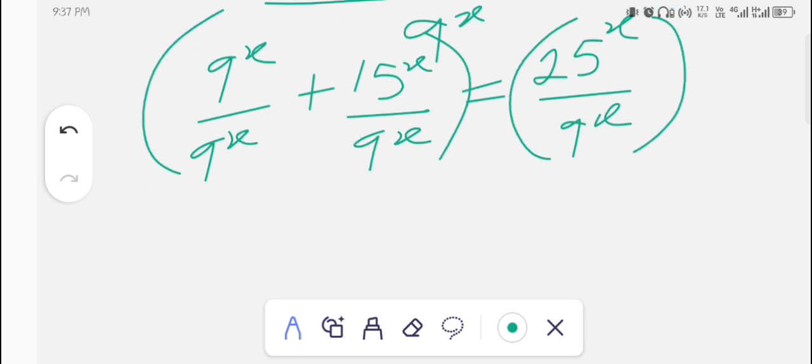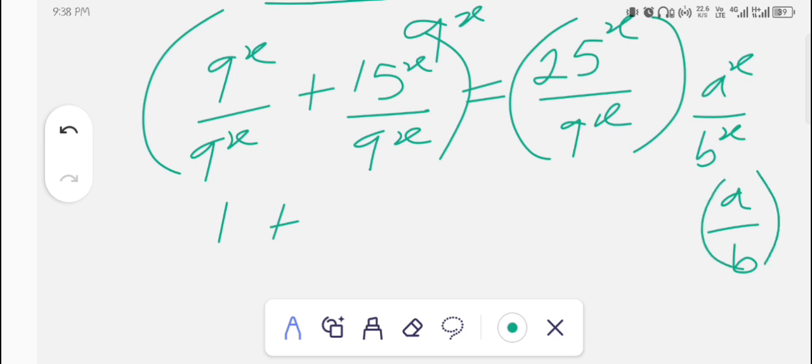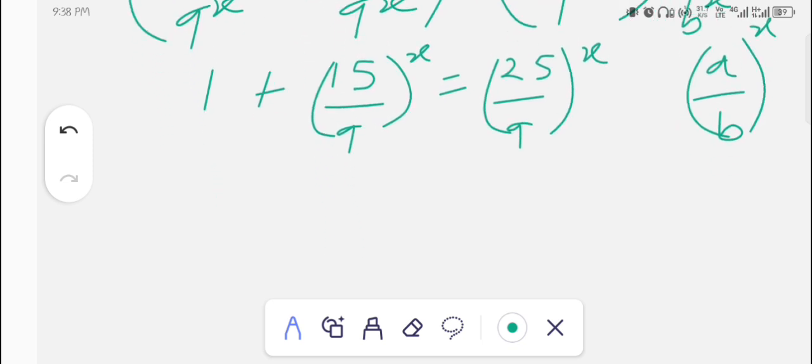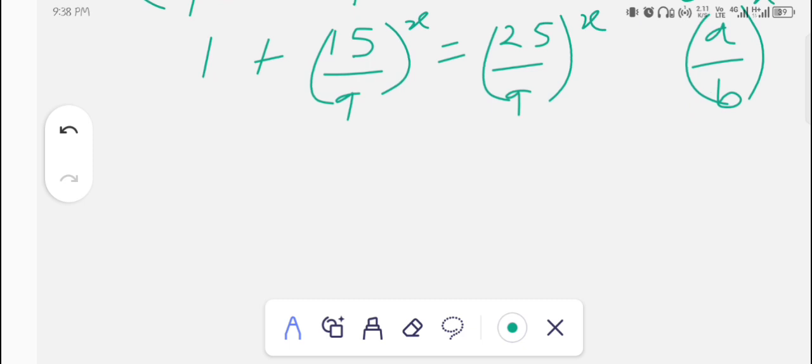So this simplifies to give us 1 plus. If we have a raised to the power of x upon b power x, this is the same thing as a upon b all raised to the power of x. And that is what we shall be adopting to simplify this. So we have 15 upon 9 all raised to the power of x, and here we have 25 upon 9 all raised to the power of x. So all we are doing here is simply applying the law of indices.